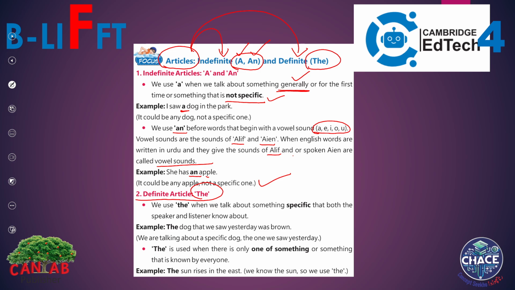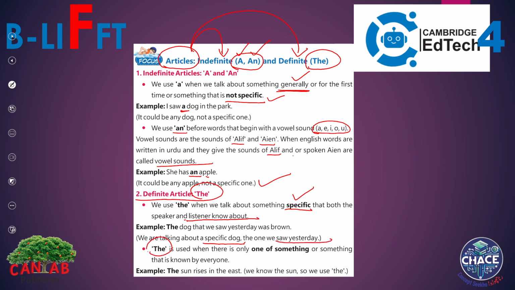Now let's look where we can use the. We use the when we talk about something specific. So this is the basic difference. In case of a, it is not specific, but in case of the, it is specific, something that both the speaker and listener know about. This is also a very important point. For example, the dog that we saw yesterday was brown. So we are talking about a specific dog, the one we saw yesterday.